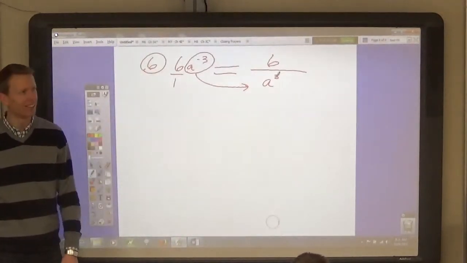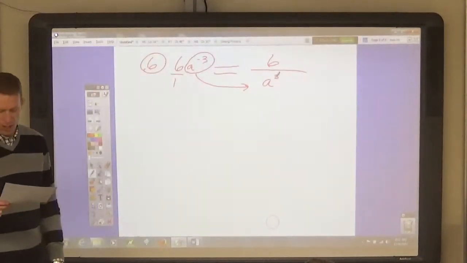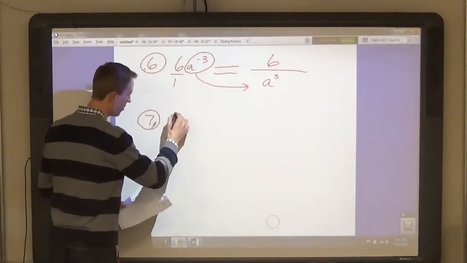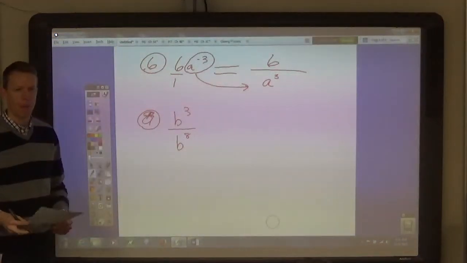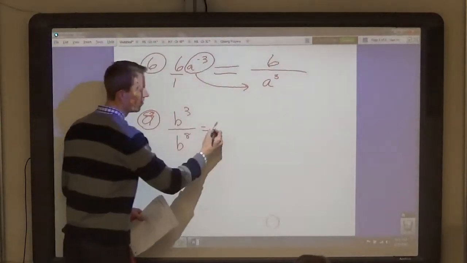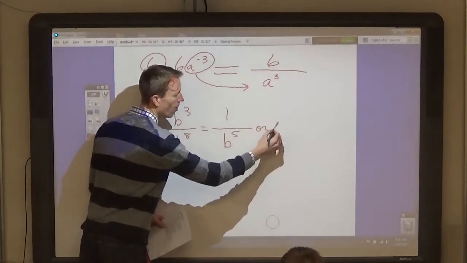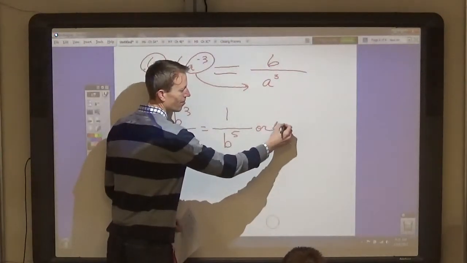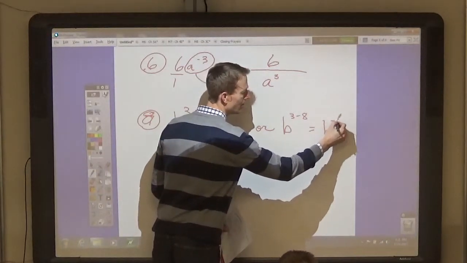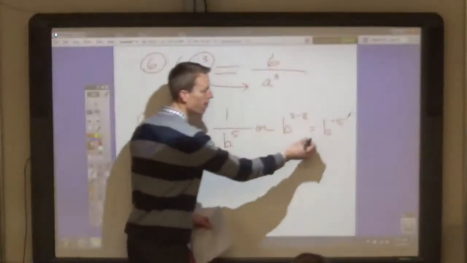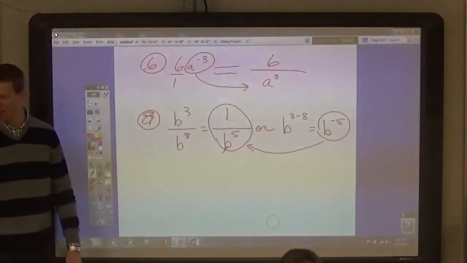All right, keep up with us. What's negative 4 to the 0 power? 1. Good. What's b to the third over b to the 8th? It's b to the 3 minus 8, which is b to the negative 5. Good. It's either b to the negative 5th, or it's 1 over b to the 5th.